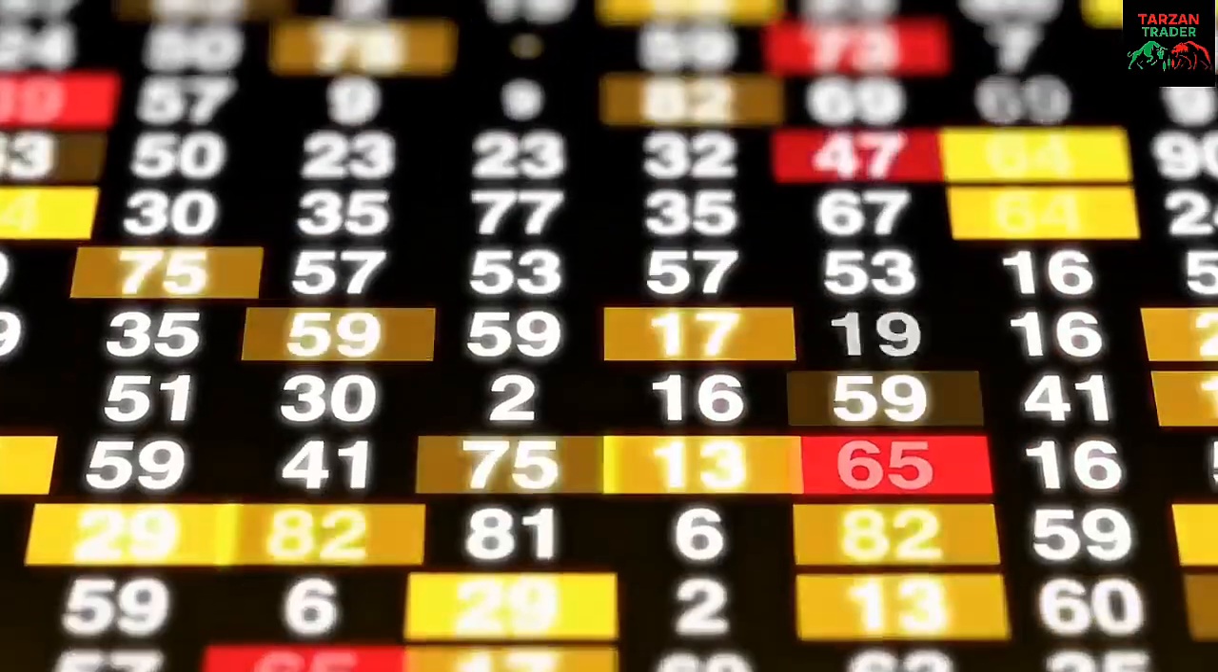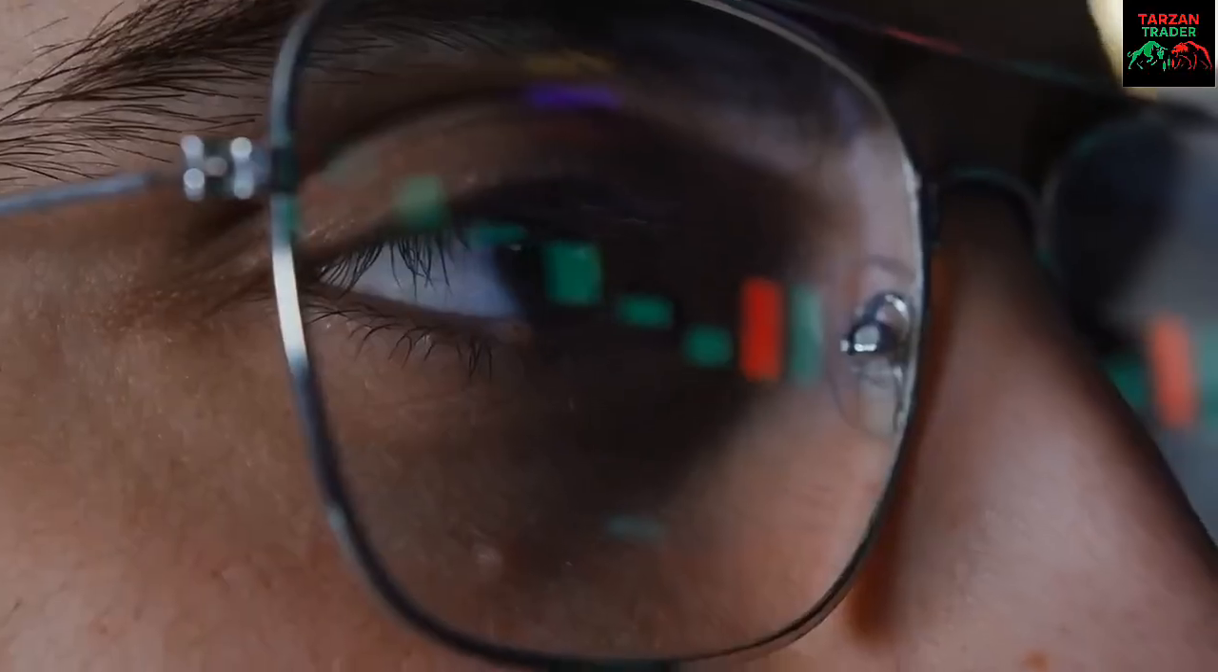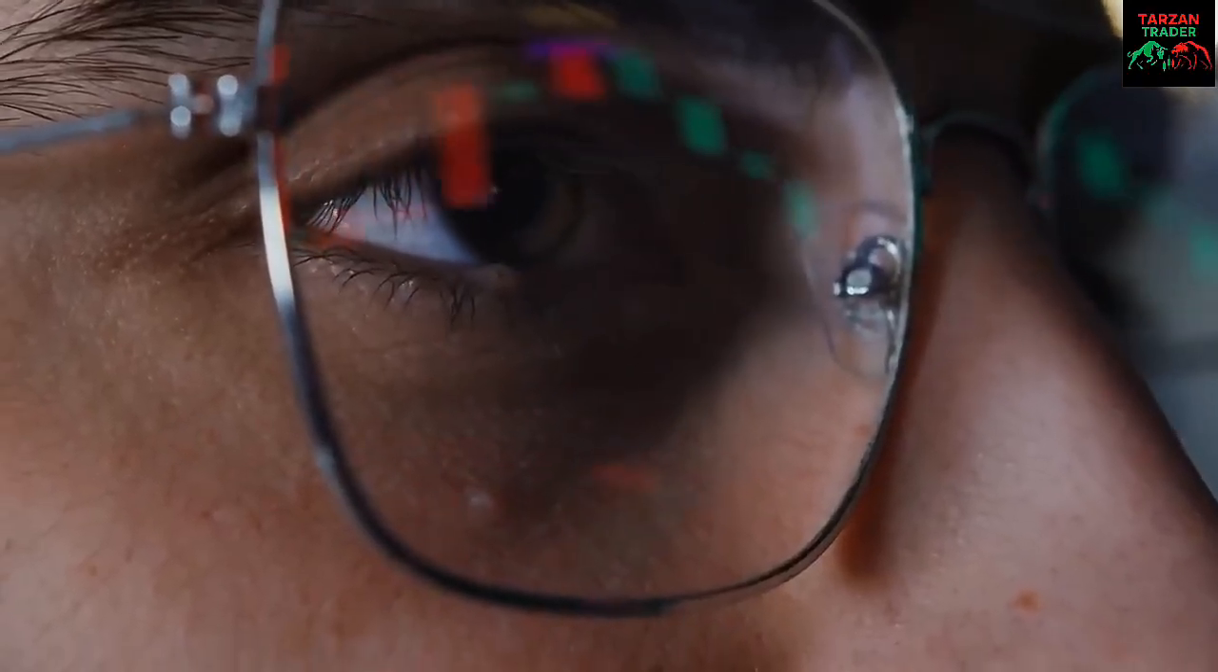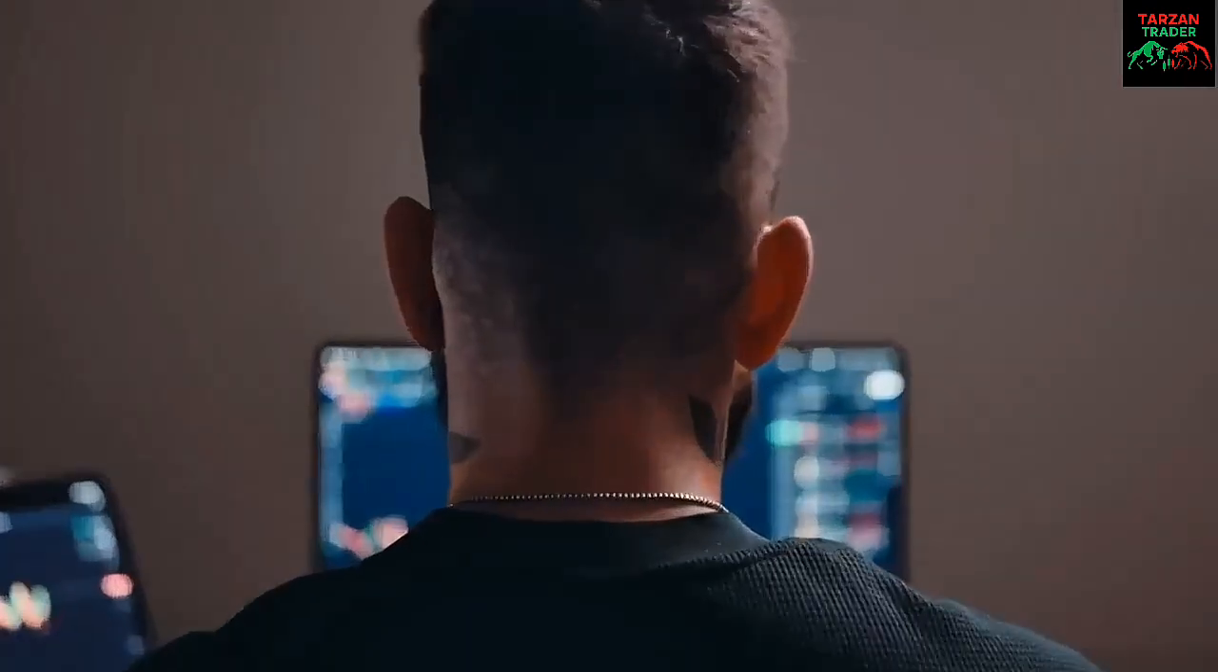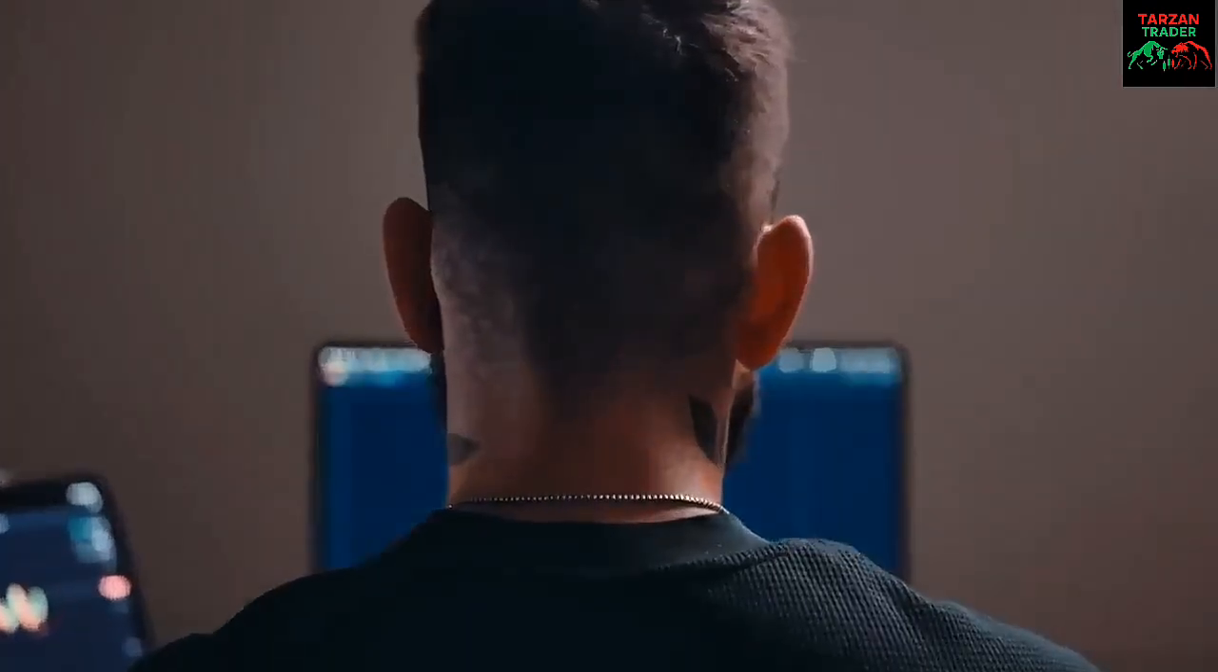This technique is incredibly powerful because it removes the guesswork and helps you focus on what really matters, confirming the setup with proper risk management and key level analysis. Instead of spending time hunting for patterns, you can spend your energy on executing perfect entries and exits.